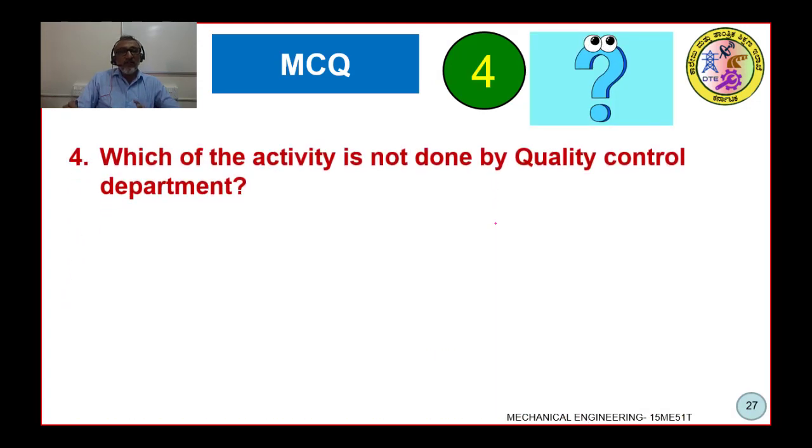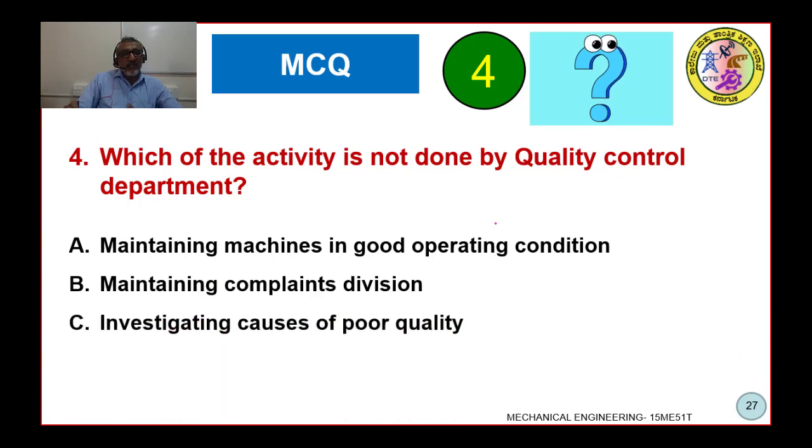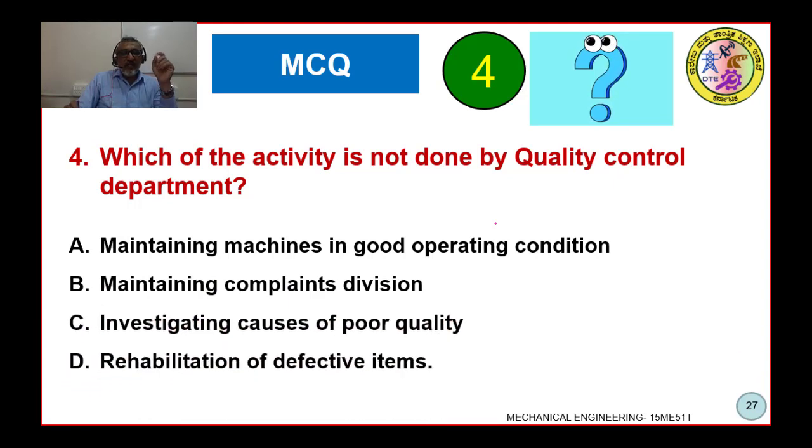Next is, which activity is not done by the quality control department? Maintaining machines in good operating conditions, maintaining the complaints division, investigating causes of poor quality, rehabilitation of defective goods. The quality control department does these: rehabilitation, investigating causes of poor quality, and the complaints division. But maintenance is not done by quality control people. So that is the right answer.